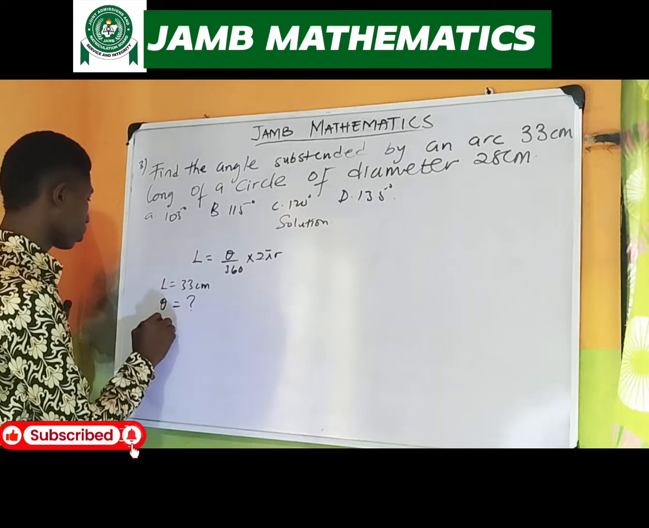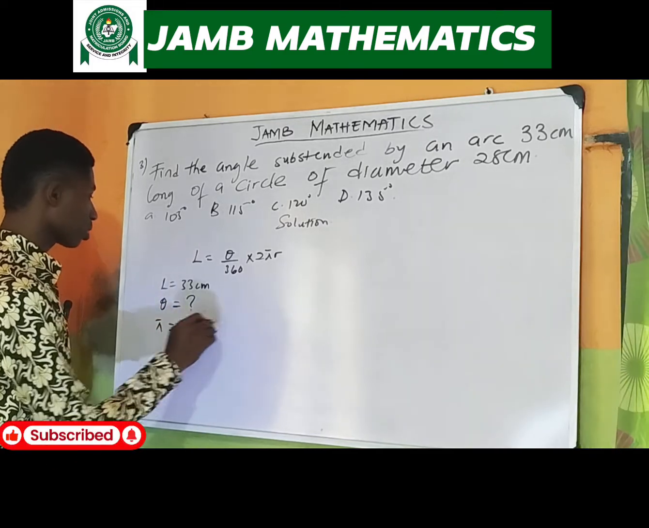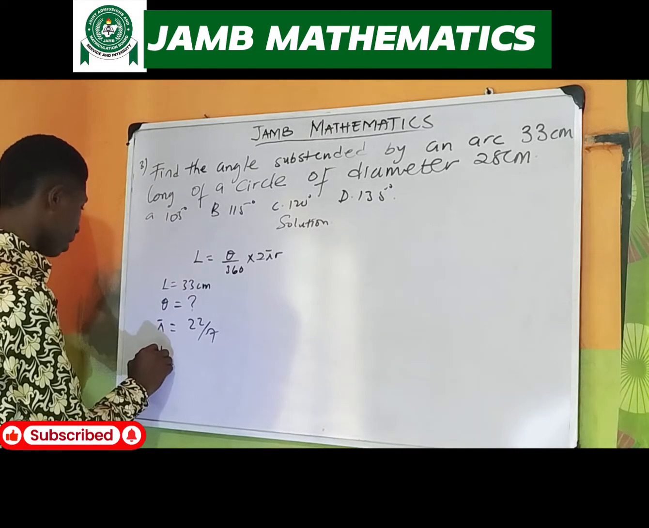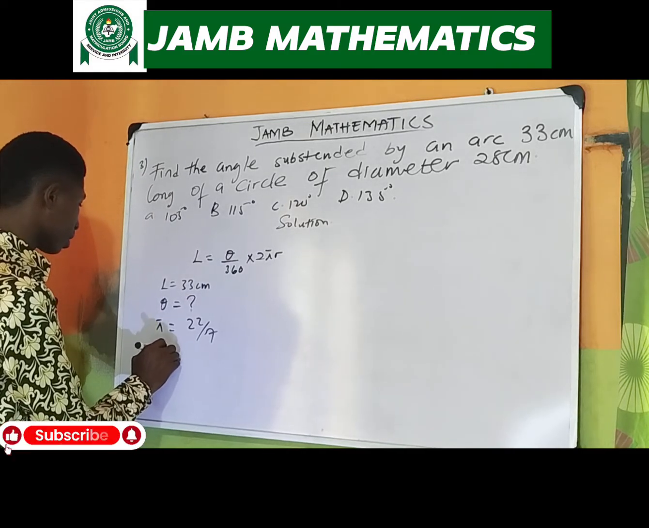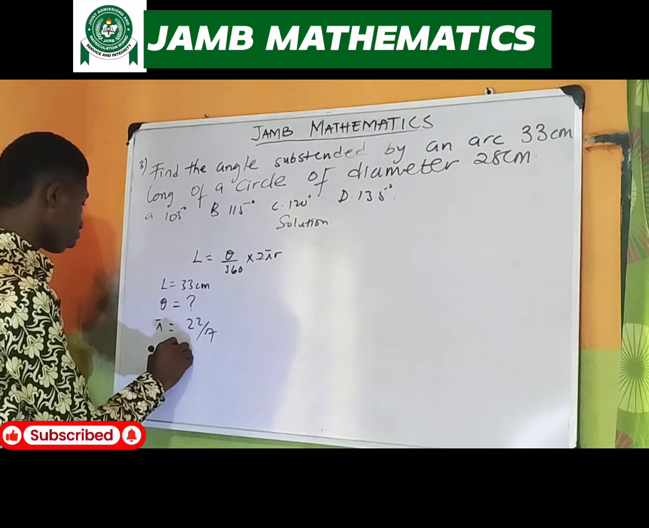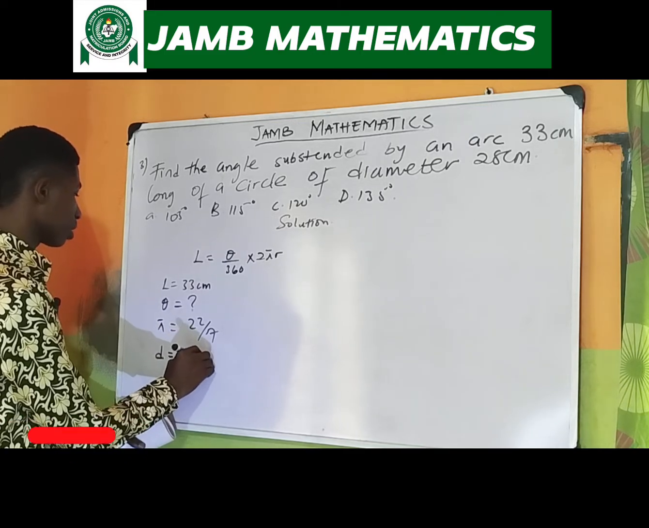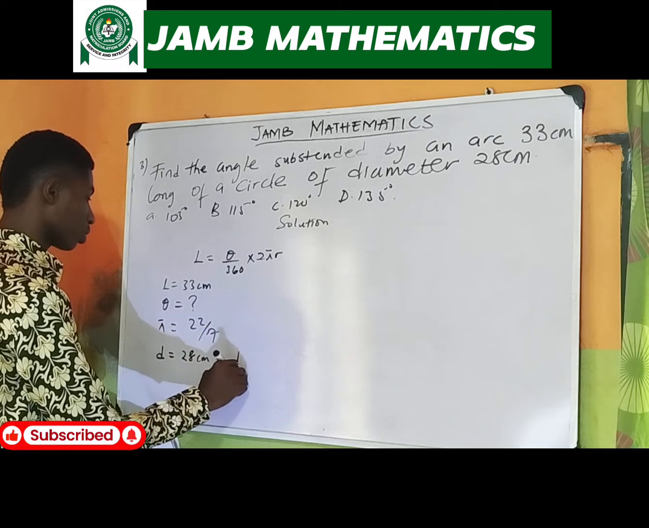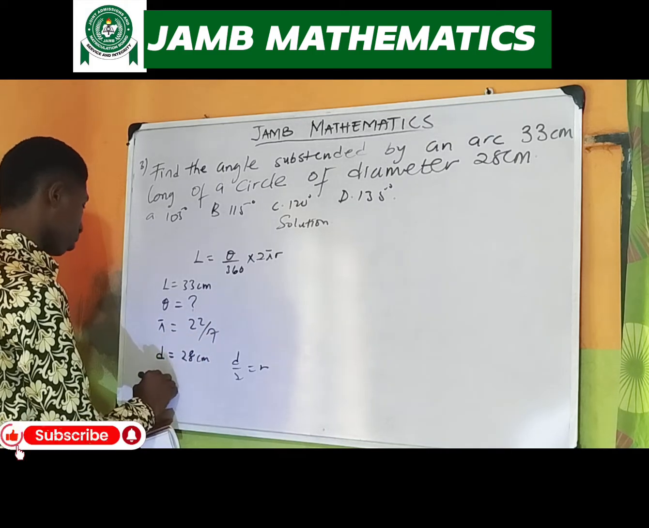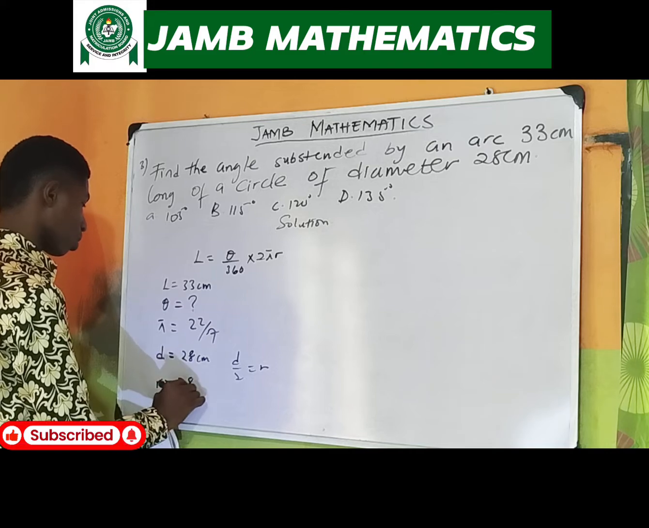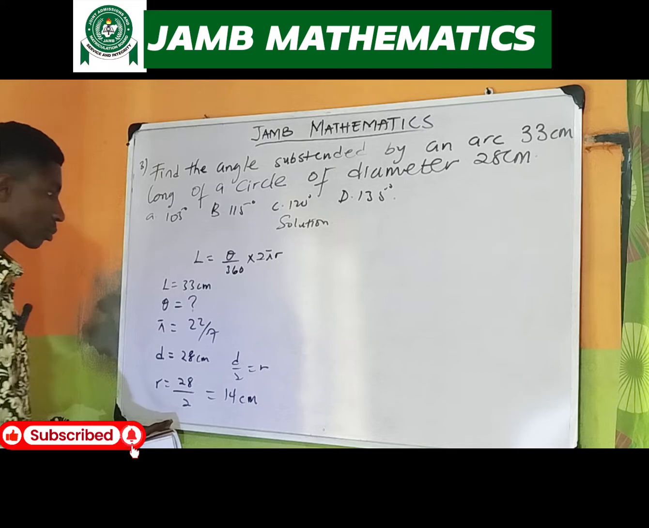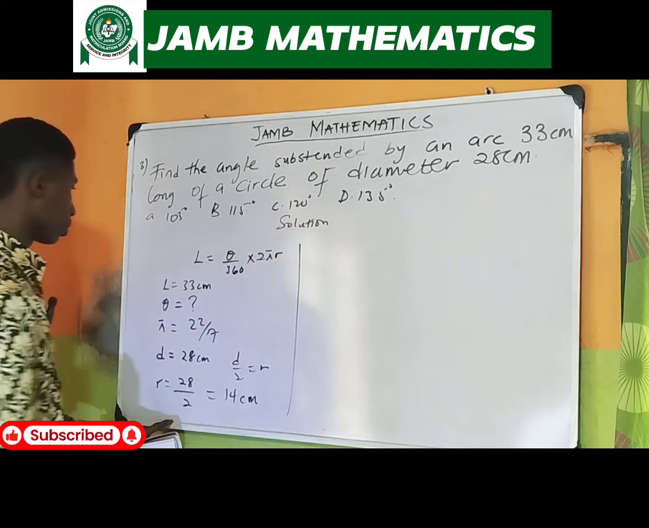Pi is equal to 22 over 7. And our radius, we are given diameter, right? Our diameter is equal to 28 centimeters. Note that diameter over 2 is equal to radius. So our radius now is 28 over 2, which is equal to 14 centimeters. Now we go and compute.